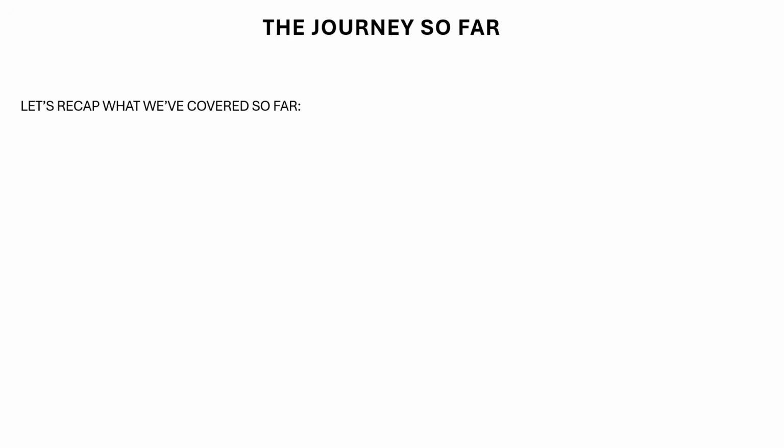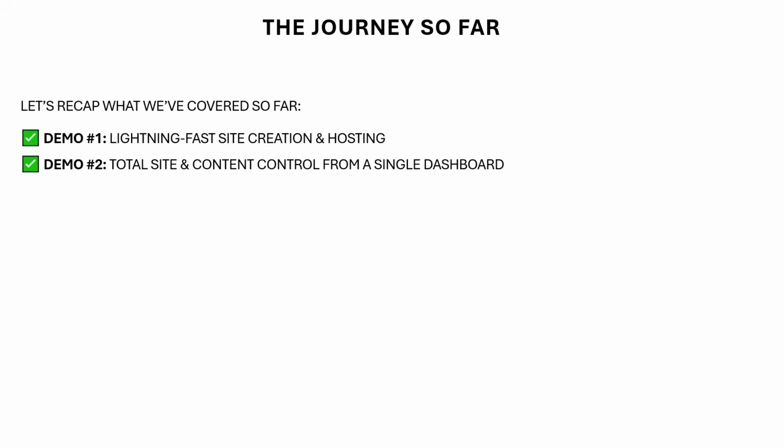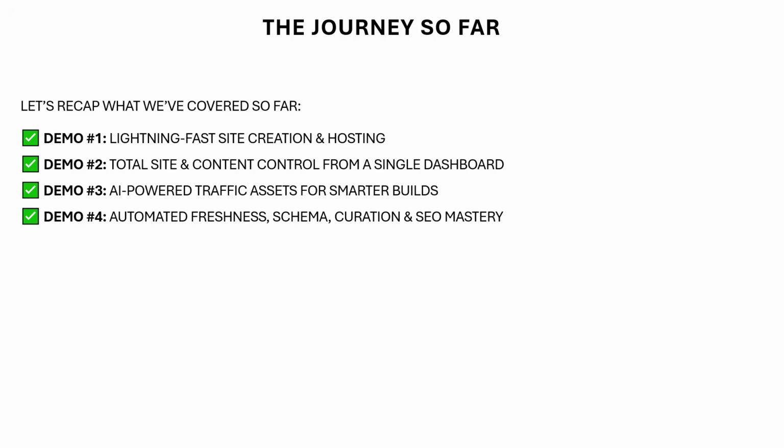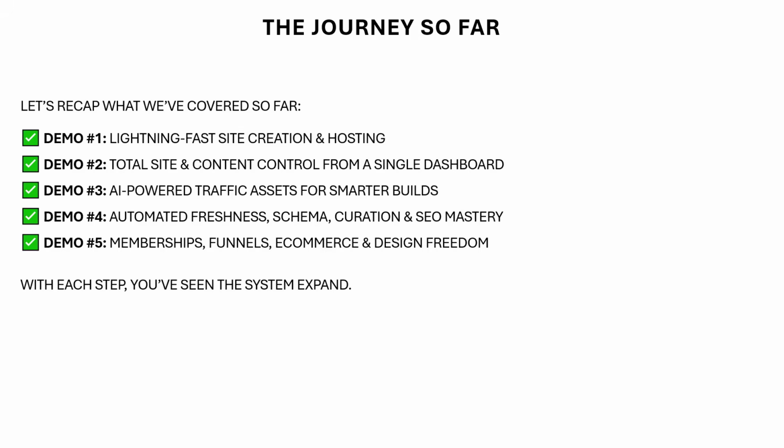So let's have a quick recap of what we covered so far. In Demo 1, we saw lightning fast site creation and hosting. Demo 2 was total site and content control from a single dashboard. Demo 3, it was AI-powered traffic assets for smarter builds. Demo 4, automated freshness, schema, curation, and SEO mastery. And Demo 5 was memberships, funnels, e-commerce, and design freedom. With each step, you've seen the system expand. But we're not done yet.